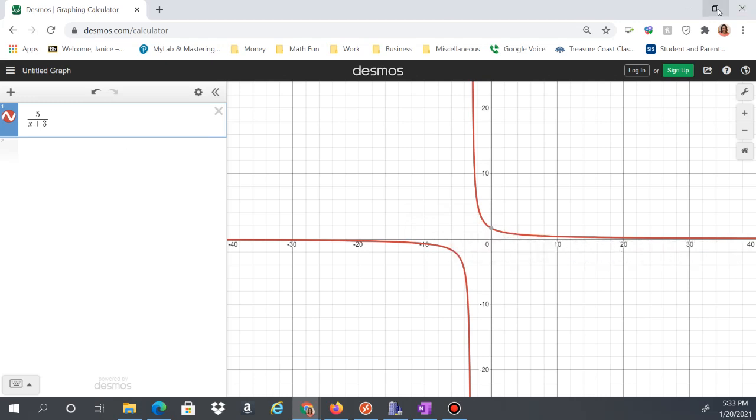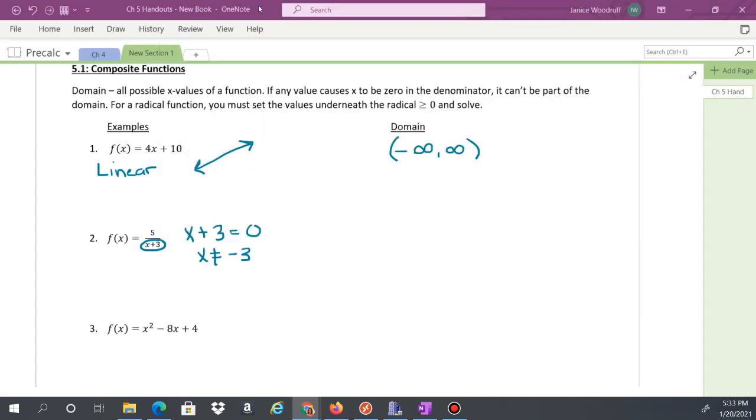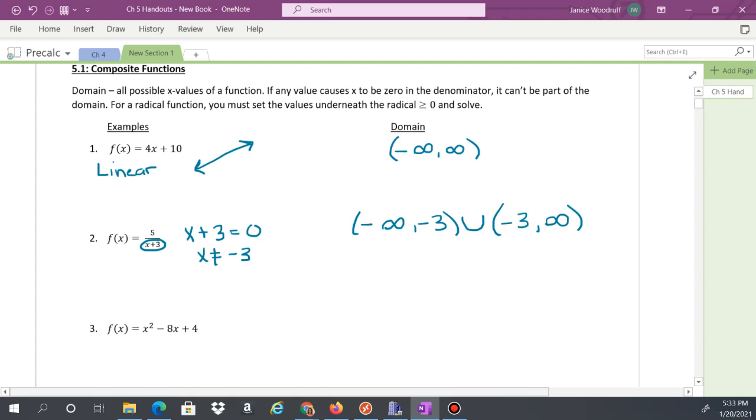Our domain, the way we would write that, is going to be coming from negative infinity to -3, and then we use our union symbol, -3 to infinity. So we're approaching -3. We're never actually going to get there because if we did, we'd have 0 in the denominator.